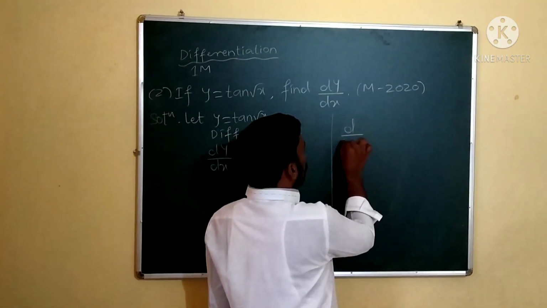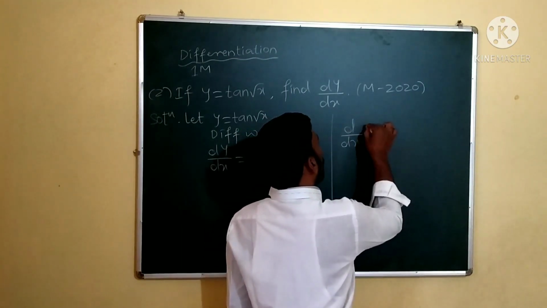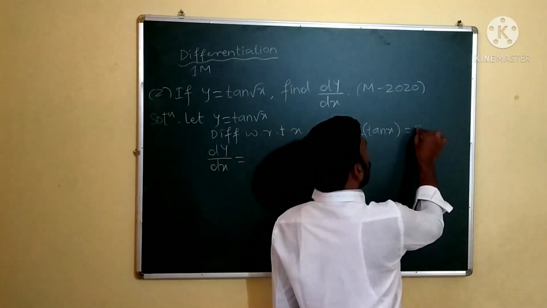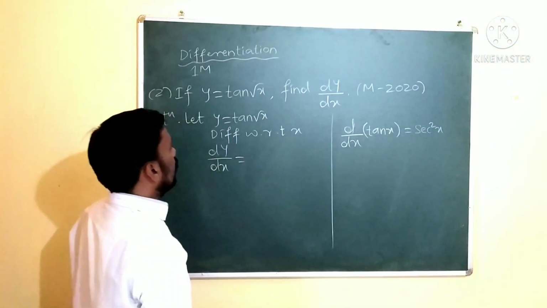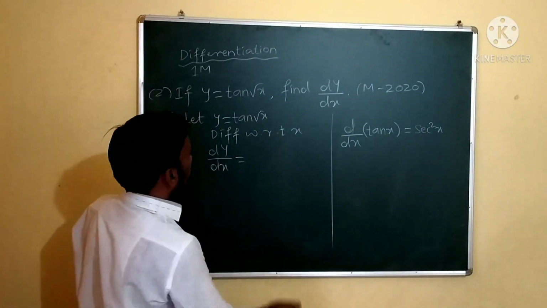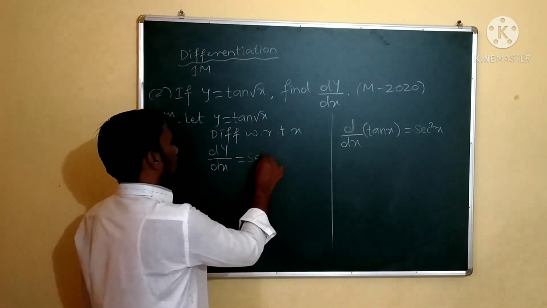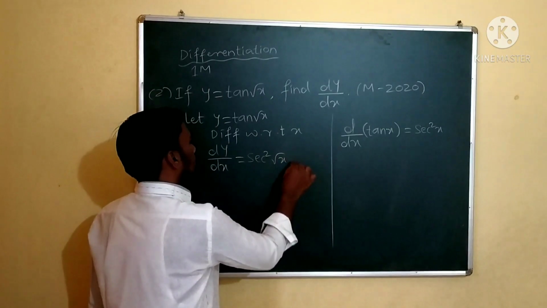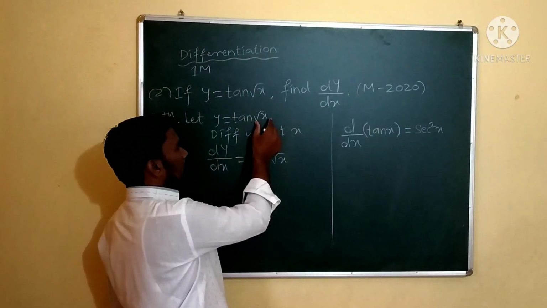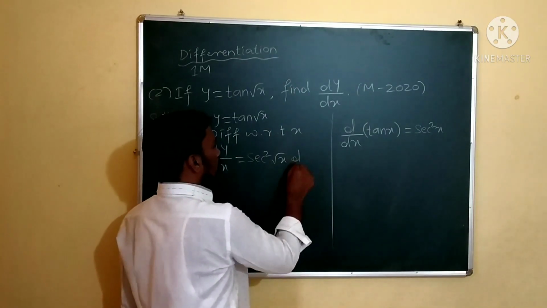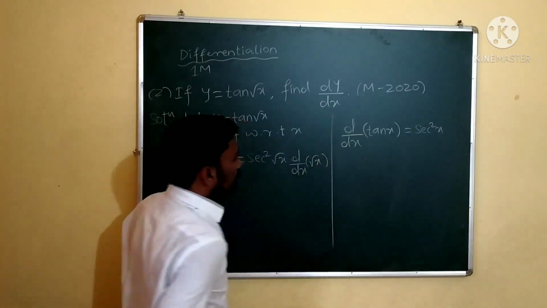What is the derivative of tan x? The derivative of tan x is secant square x. If you remember this, and here x is nothing but root x. So the derivative of tan of root x is secant square root x into the derivative of the second function, that is, the derivative of root x, d by dx of root x.